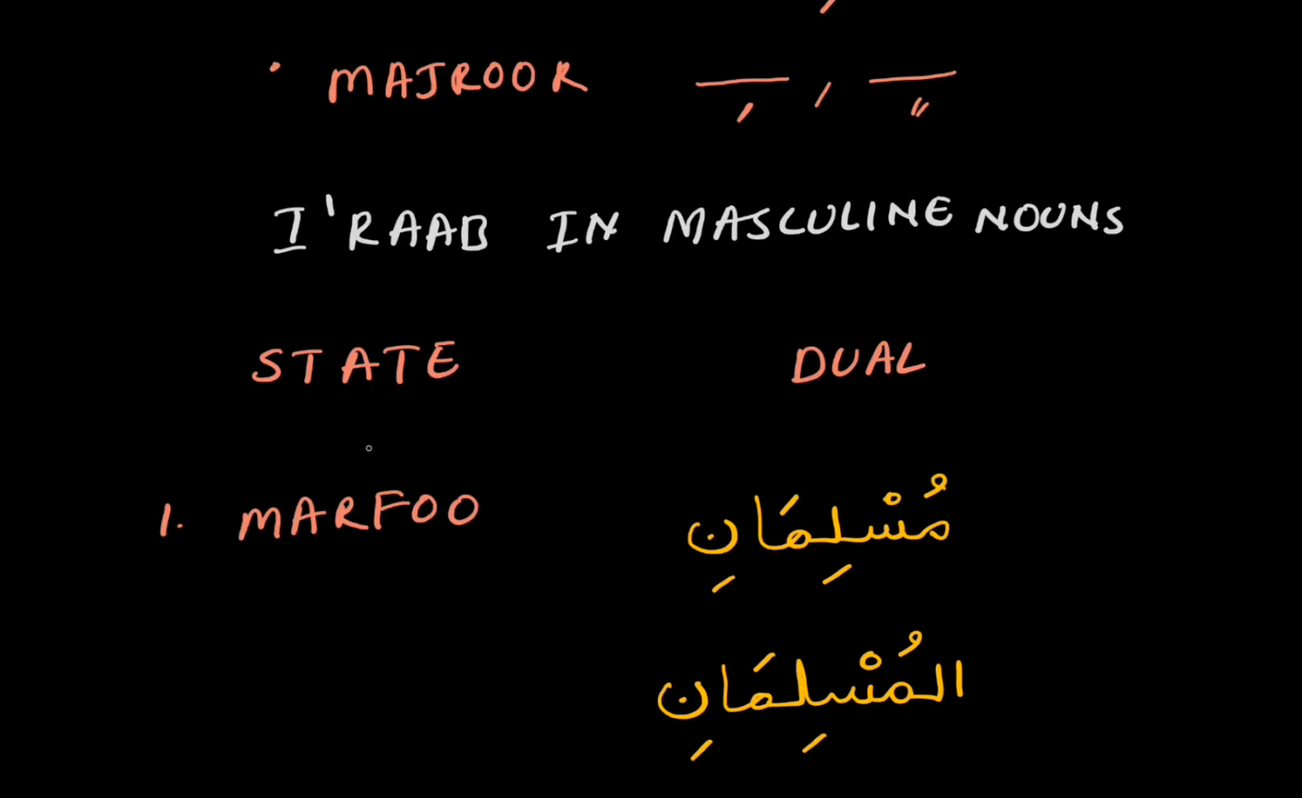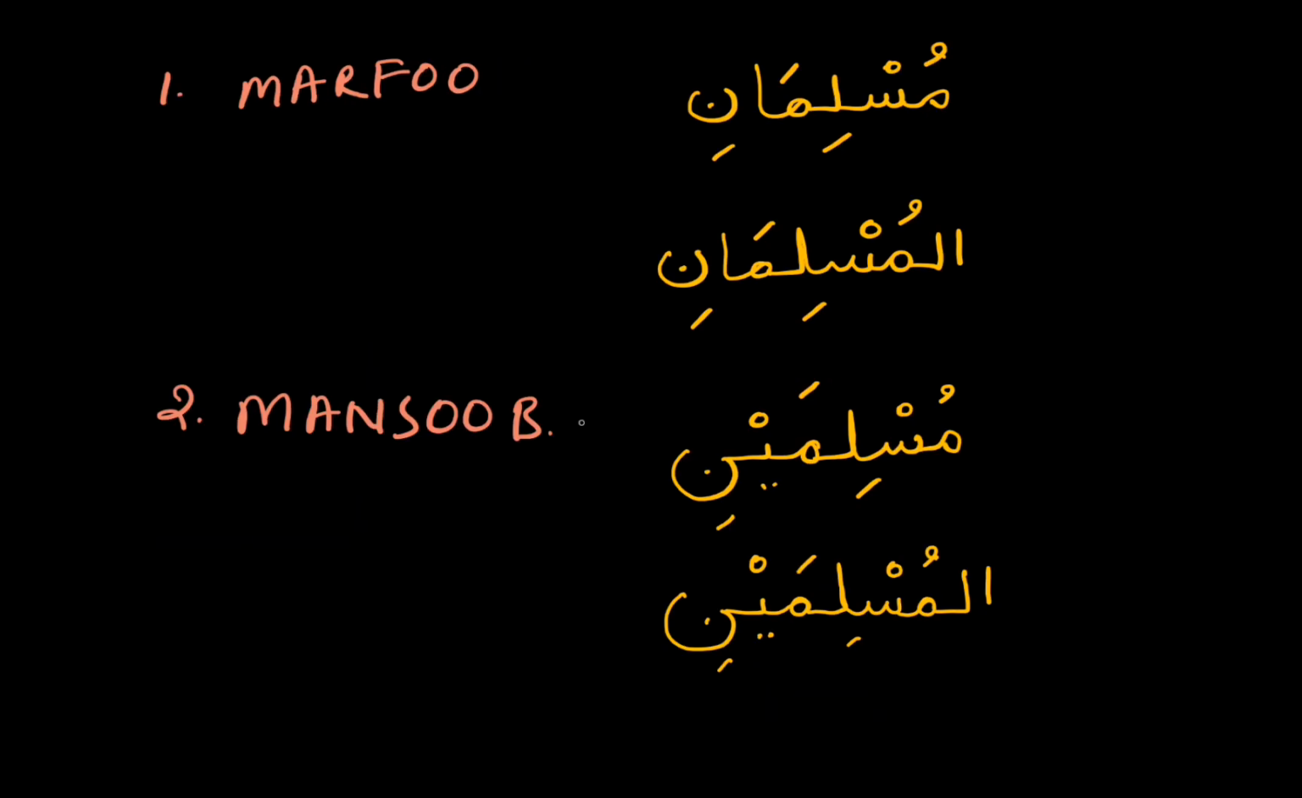So here we can see in the marfu state, the dual nouns can be identified by alif noon at the end, that is muslimani. If alif lam is added, al muslimani, there is no change after adding alif lam. The alif lam is only to specify definite and indefinite. But here in muslimani, with alif noon at the end, we can identify that the given noun is in the marfu state in dual nouns.